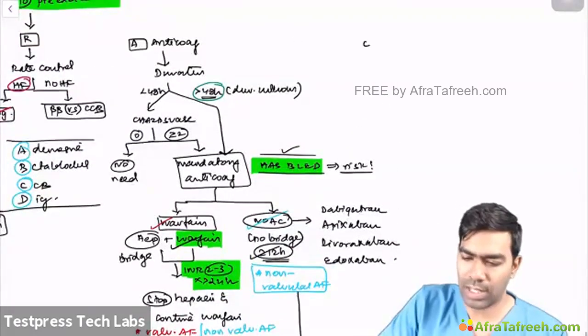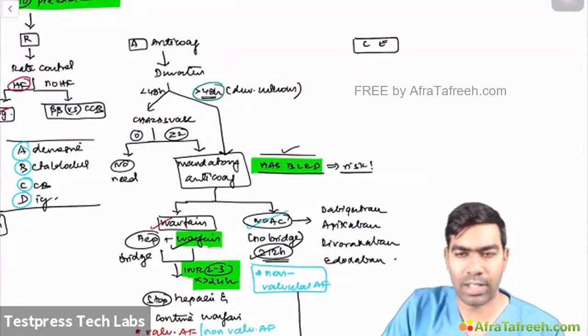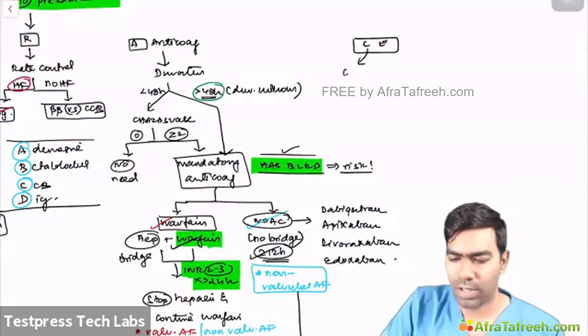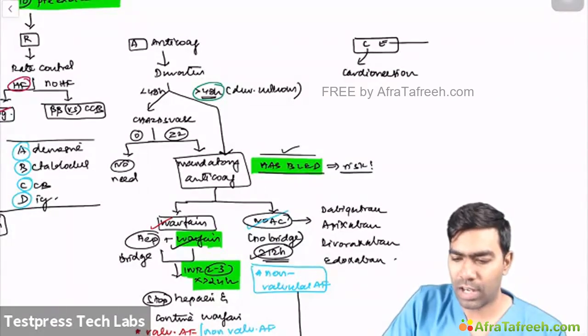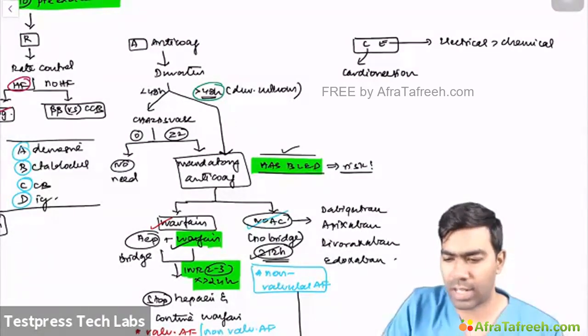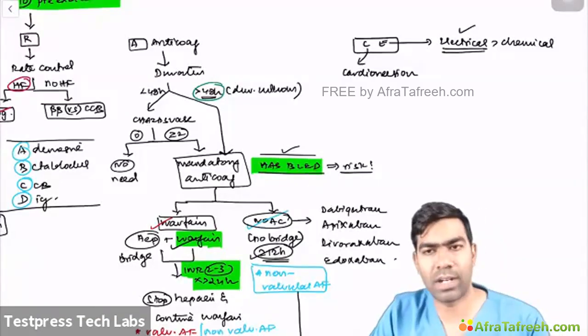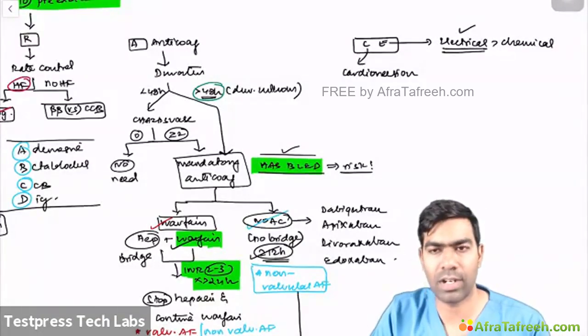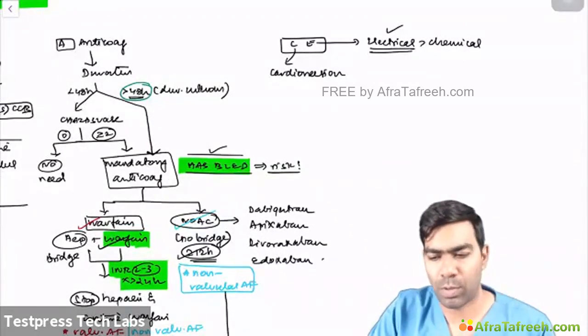So CE. So what race? In RACE, CE stands for cardioversion. And there are 2 types of cardioversion, electrical and chemical, but electrical cardioversion is preferred over chemical cardioversion. Electrical is always better, and it has low side effects and comparatively faster response.